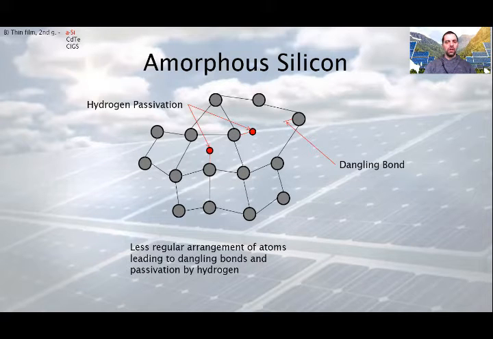As you see here, in amorphous silicon cells, there is no structural uniformity like in other silicon solar cells. The less regular arrangement of atoms leads to dangling bonds, and to offset this, as I said, hydrogenation is used. The result is that the hydrogen atoms combine chemically with many of the dangling bonds, essentially removing them and permitting electrons to move through the material.